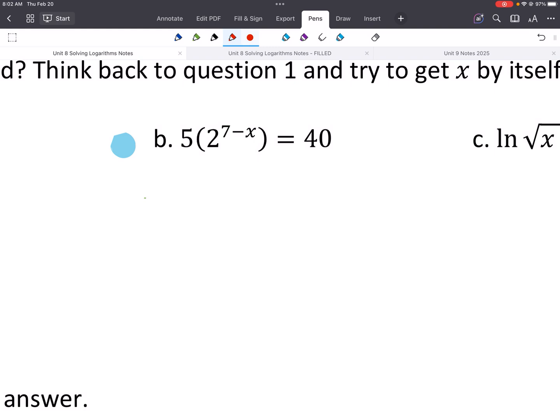So again, kind of thinking of PEMDAS backwards, we'll want to get rid of that 5 first. So we would divide both sides by 5. So we get 2 to the 7 minus x equals 8. Next, we'd want to get rid of the base. So we would do log base 2 on both sides. Next, we'd want to get rid of that constant. So once we get rid of the base, we restart, PEMDAS backwards. So we would add or subtract first.